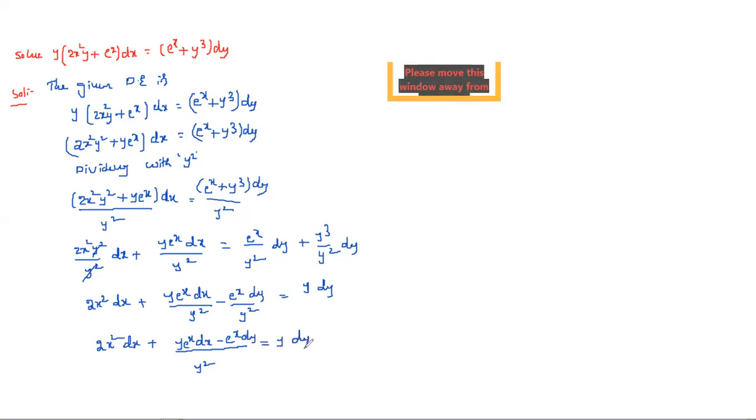And in place of this one, we already have a formula. So for that, simply we can write 2x² dx plus, and now the derivative of this is nothing but eˣ by y. Are you getting the same or not? You apply u by v: y into eˣ dx minus eˣ into dy by y² is equal to y dy. So now apply integration.